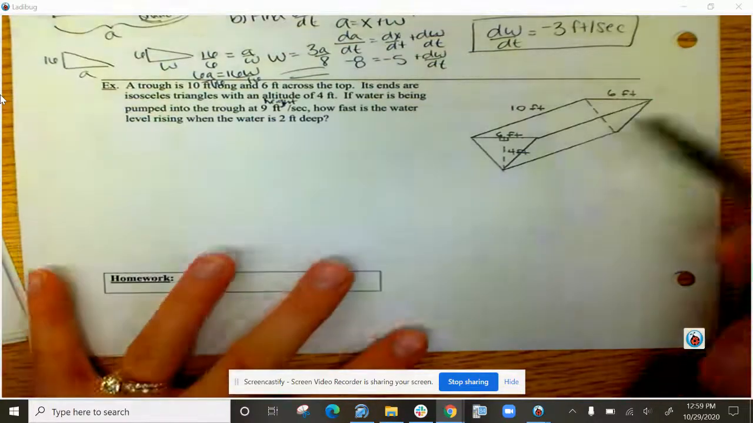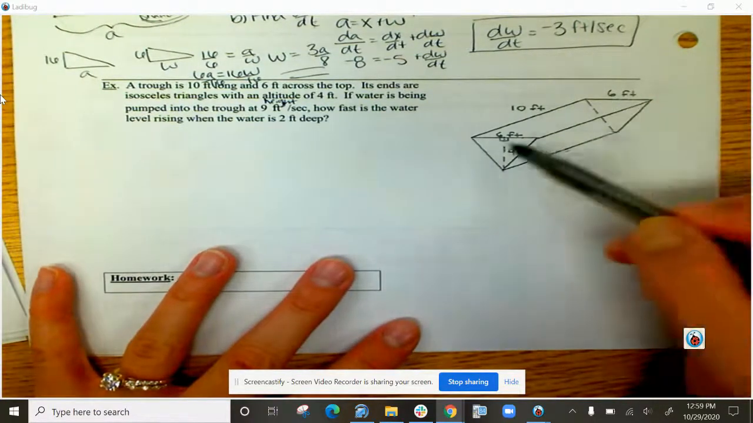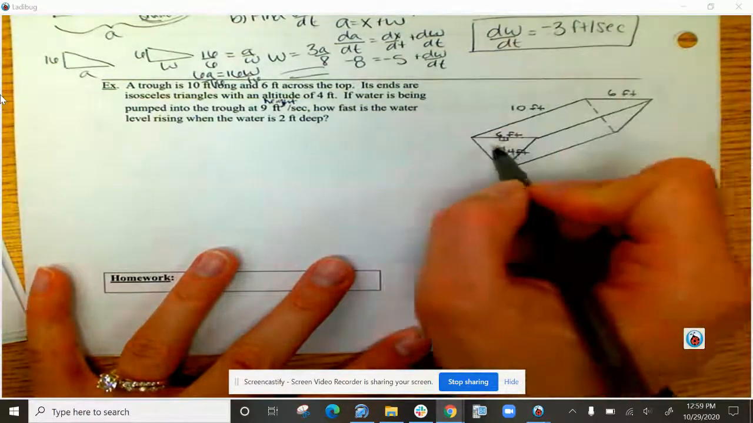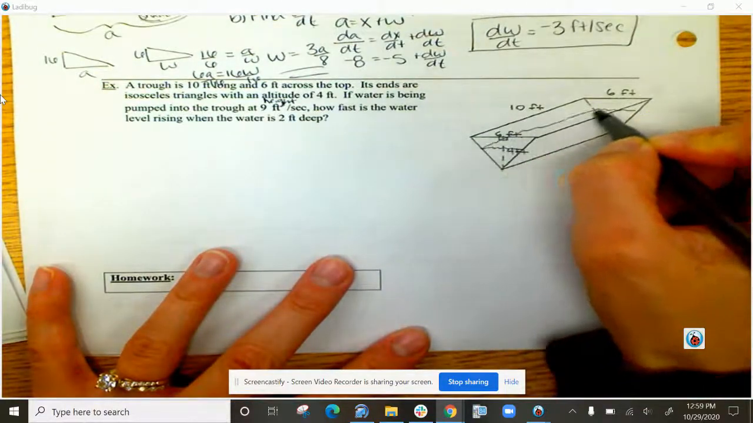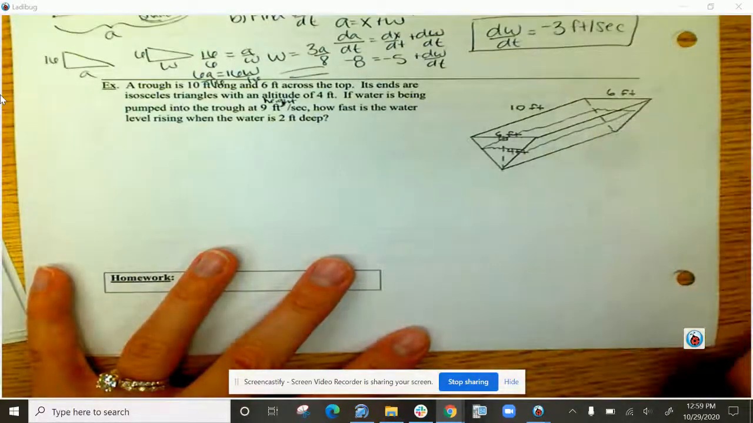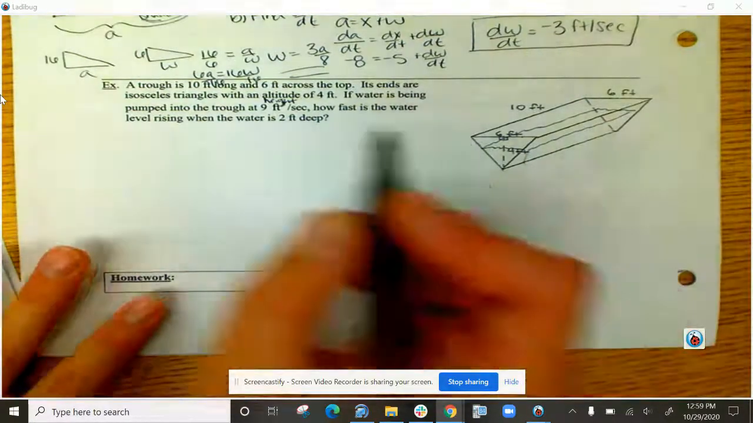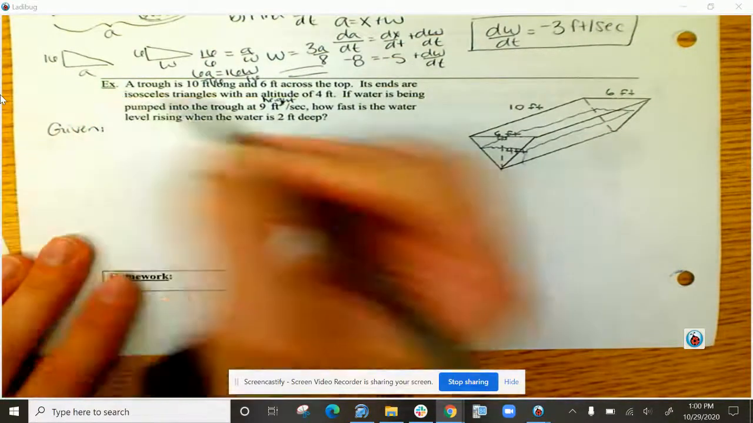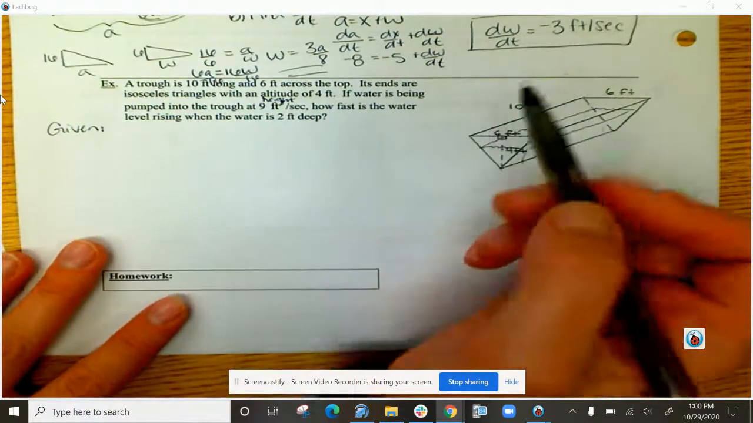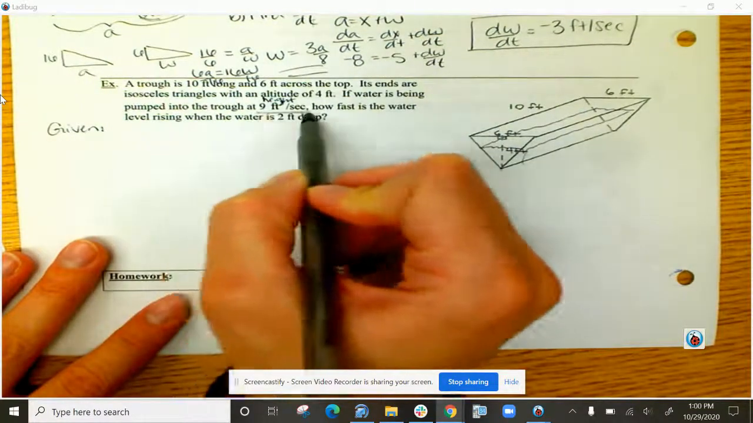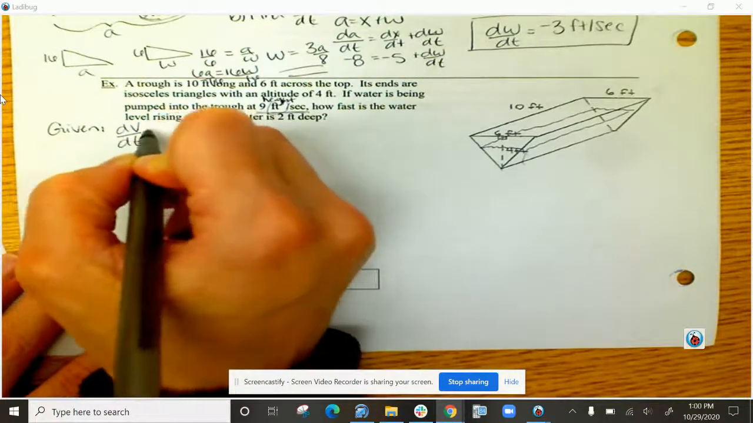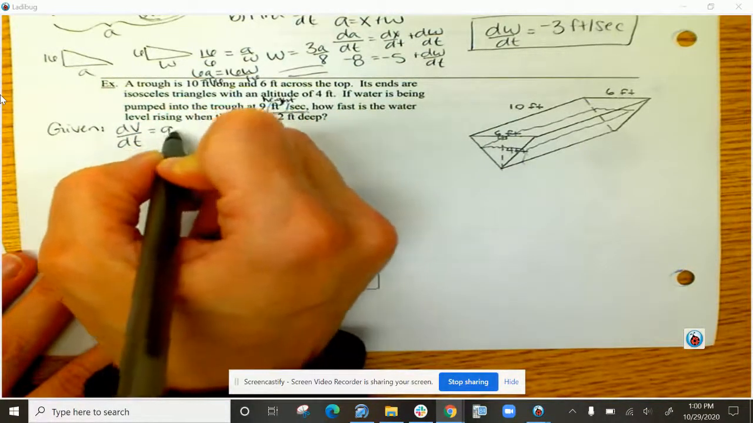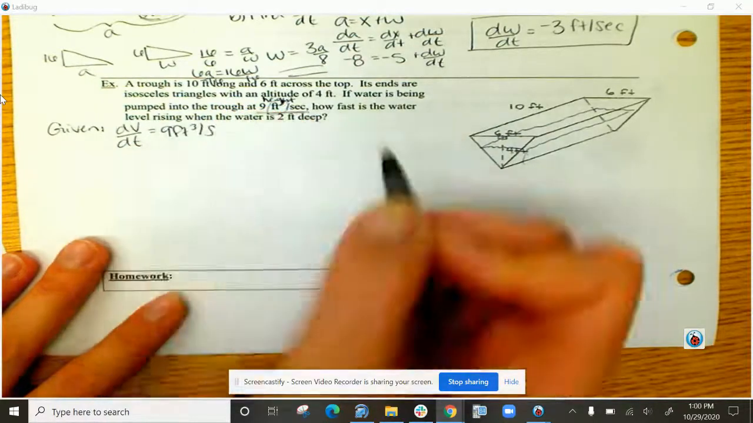So we're going to start with our given. They already drew a picture for us, which is nice. So this is the trough, and we're dealing with water in the trough. So if you want to imagine your water level here, you've got water in this trough filling up here. So that's kind of what's happening. So we are given, in this case, it says water is being pumped into the trough at 9 feet cubed per second. So because we're feet cubed, this is the volume with respect to time. And we know that is equal to 9 cubic feet per second.